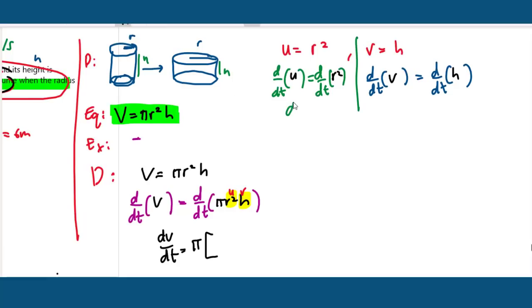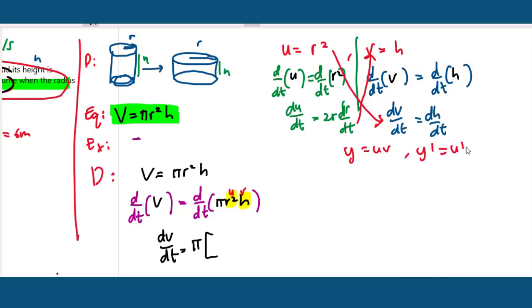So now you get du/dt. Differentiate this using the chain rule: we get 2r dr/dt. For v, we get dv/dt, which is dh/dt. Now we use the product rule: du/dt times v plus u times dv/dt. The product rule: y equals uv, y prime equals u prime v plus u v prime. So u prime is 2r dr/dt, v is h, u is r squared and dv/dt is dh/dt.